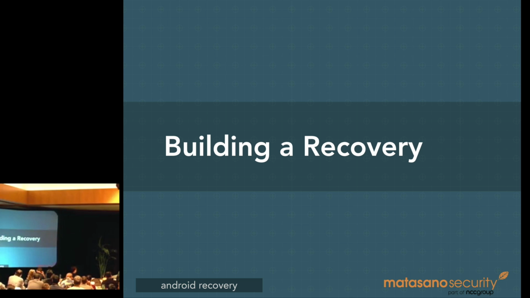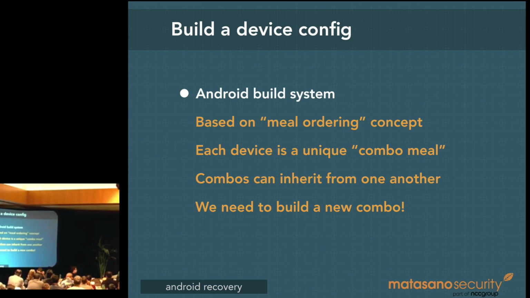So we'll talk now about how to build one of these things. Android's build system is based on a meal ordering concept. It's sort of like when you roll up to McDonald's and you have the 1 through 12 combo options. Each device is a unique combo meal that we need to load into our build environment. And you should also note that combos can inherit from one another. So if you have a common core that 10 devices share, you might need to also replicate that, if someone's already done this work for you. So look at the inheritance of these makefiles and make sure that you have everything you need. Essentially what we're trying to do is build a new combo. We're going to put your favorite sandwich on the menu so that you can start ordering it.